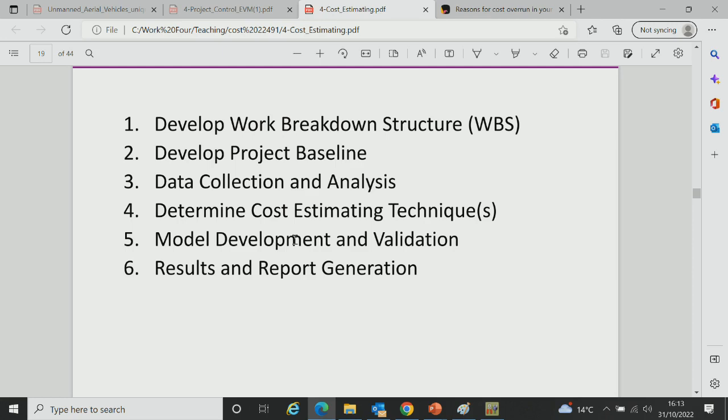So our process typically has a data collection and data analysis step. We already know we're going to collect data from all sorts of places, historical cost data. And then we're going to determine cost estimating techniques. We're going to use a method to estimate the cost, so the ones which I'm going to cover next. And then you've got this model development and validation.